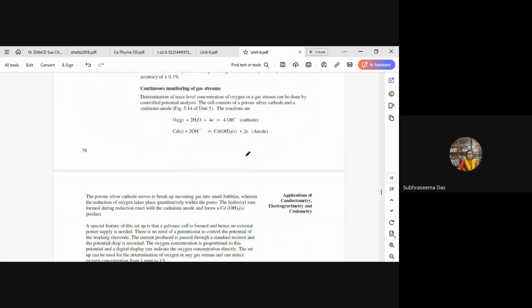Then continuous monitoring of gas streams. Determination of trace level concentration of oxygen in a gas stream can be done by controlled potential analysis.